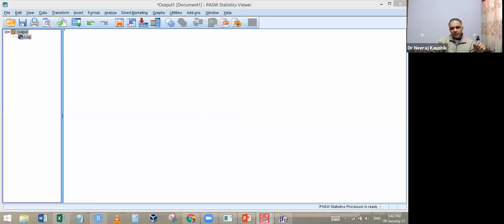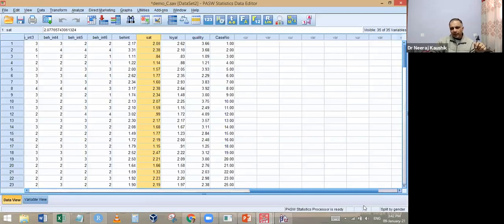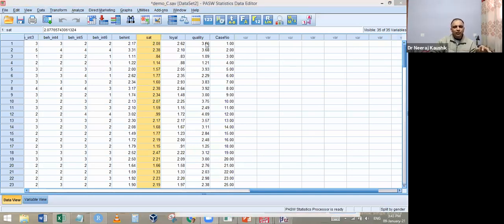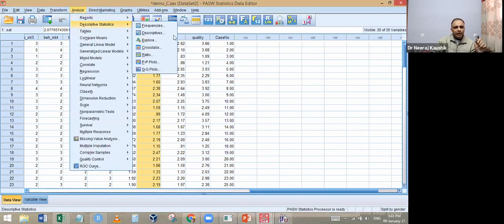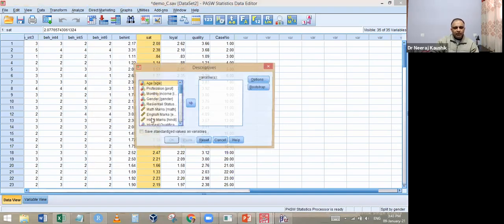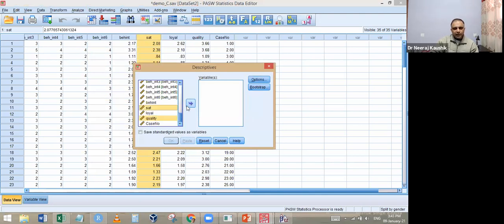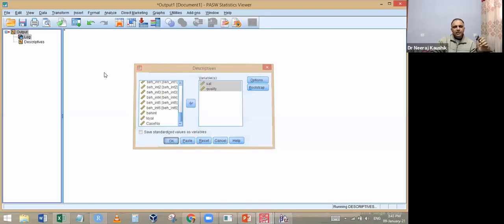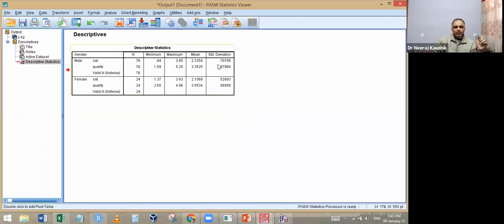If you can see my screen, ma'am, look just above where the time is written, right side bottom. It says split by gender. It is a message. It means if I ask for any simple thing, such as the mean of satisfaction and quality, through Descriptives, every single thing it will tell separately. For male it's this much, for female it's this much. Whatever you ask, it is as if they are 2 separate files.